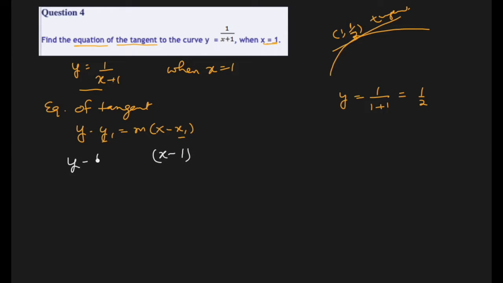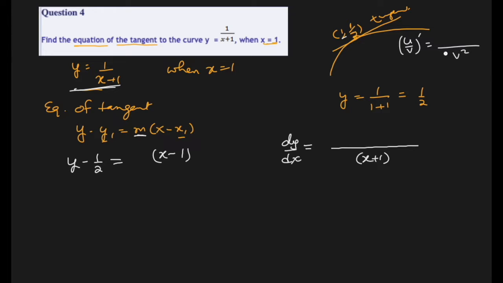This is general y minus half equal to, now the gradient is the only one left, and we find the gradient by differentiating this particular function. So dy over dx will give us the gradient of the tangent and the curve at the point when x is equal to 1. To differentiate this, we will have to use the quotient rule. What is the quotient rule? The differentiation of u over v is: first we square the denominator, then write it as it is and differentiate the numerator, minus, do not differentiate the numerator but differentiate the denominator.